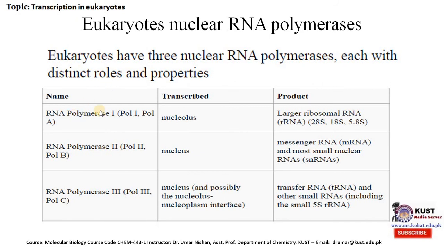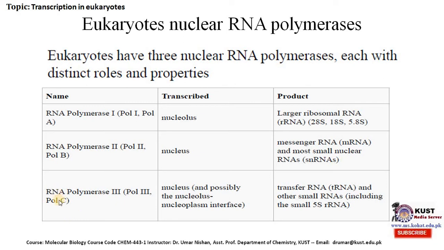Now, RNA polymerase 1, Pol 1 or Pol A, transcribes in the nucleolus. The products are larger ribosomal RNAs: 28S, 18S, and 5.8S. Then there's RNA polymerase 2 or Pol 2. It is also called Pol B. It transcribes in the nucleus. The product is messenger RNA, mRNA, and most small nuclear RNAs, snRNAs.